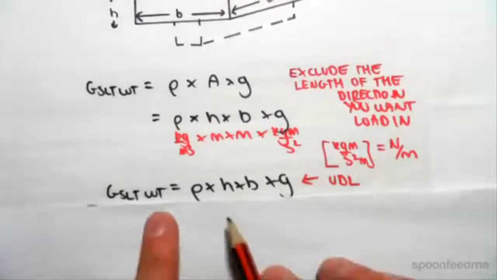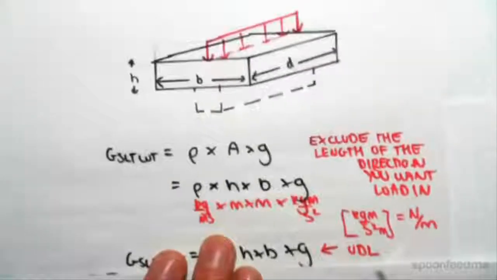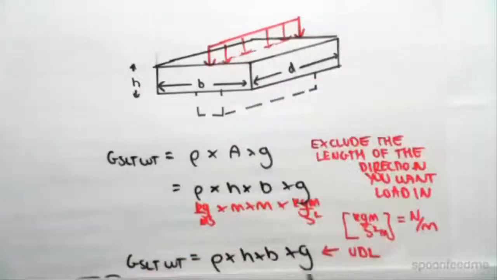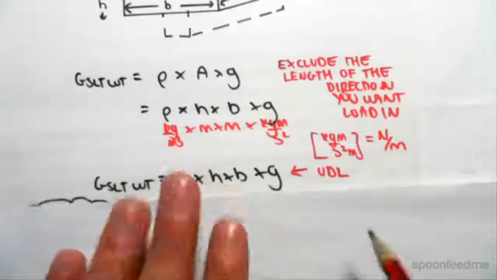So normally we're going to be using this type of procedure, density times h times b times gravity, where you just have to know which way the load's going in, and you're going to have to identify what h and b are for your particular problem. We're going to get a UDL, okay?